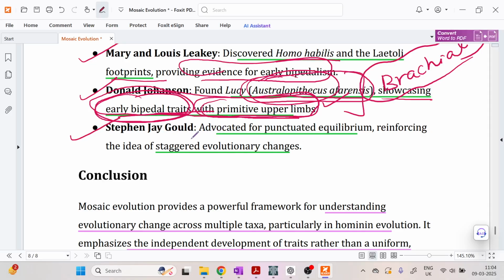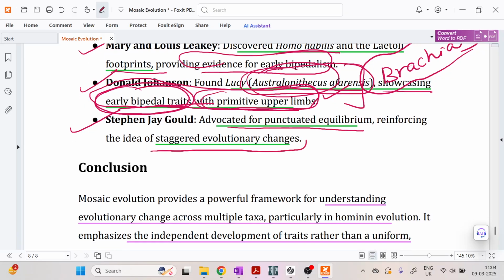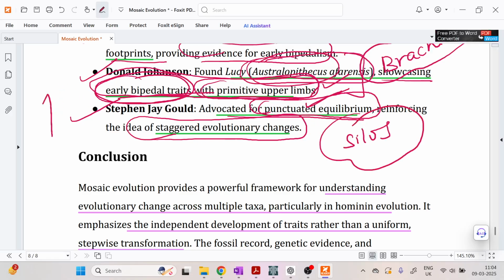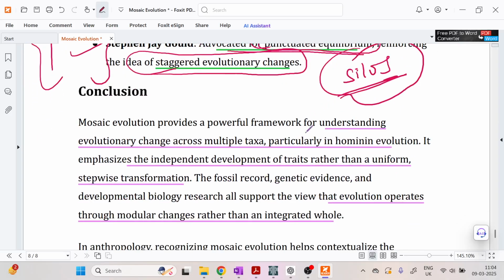And finally, Stephen J. Gould, who advocated for punctuated equilibrium, reinforcing the idea of staggered evolutionary changes. So, punctuated equilibrium, it is similar to mosaic evolution, and the slight difference is punctuated means the evolution it works in silos. So, mosaic evolution it talks about evolution of different biological and cultural traits in different manner, whereas punctuated equilibrium it talks about equilibrium in silos with breaks in between, और और टॉपिक आएगा उसमें हम देखेंगे.